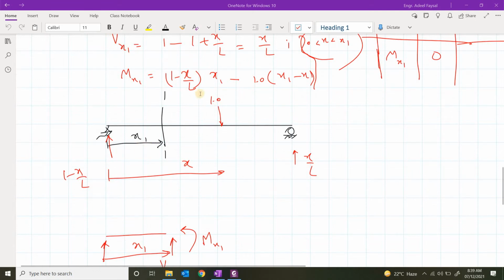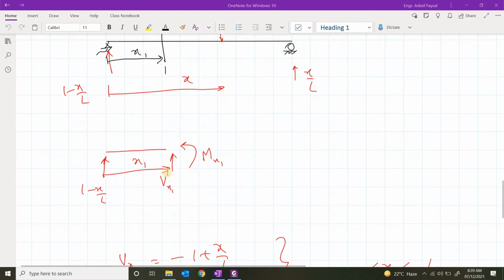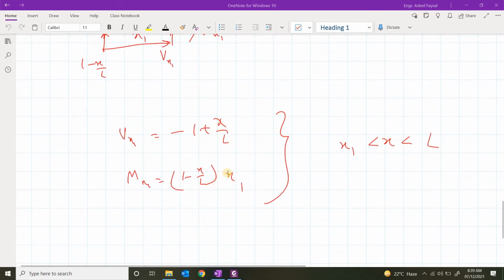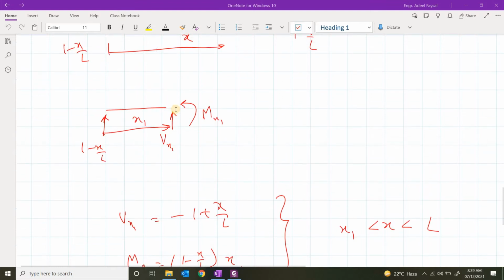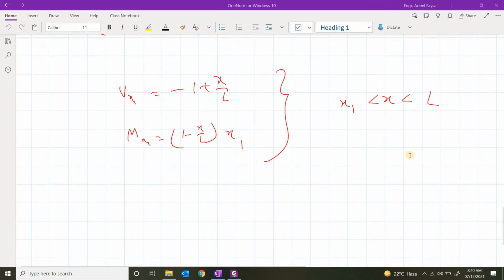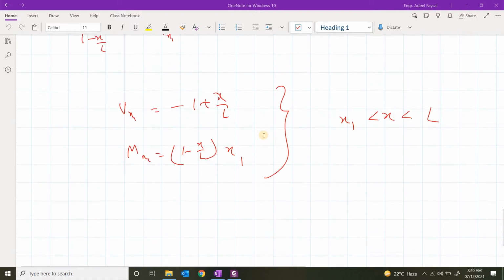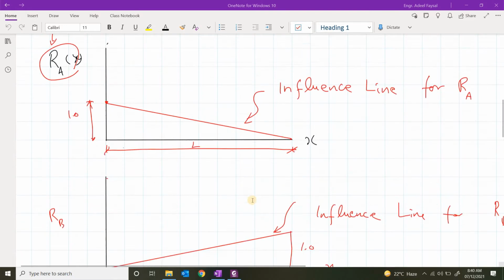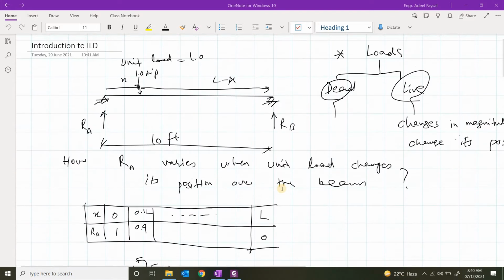And in the second scenario, we can see that the load can be on the other side of section 1,1. So if the load is acting over here, x would be this distance. Now this time x is greater than x1. And again, you can find out the shear force and bending moment at these locations, and these are the equations in terms of x, where x is the distance of the unit load. Of course, these equations, as I mentioned, are valid for x between x1 and L. Now, if you plot these equations, let me show you the plots.